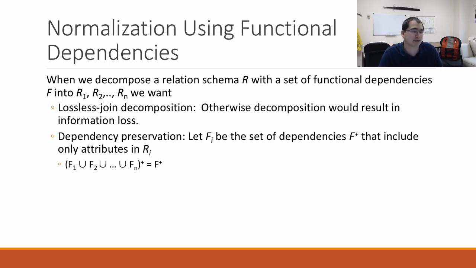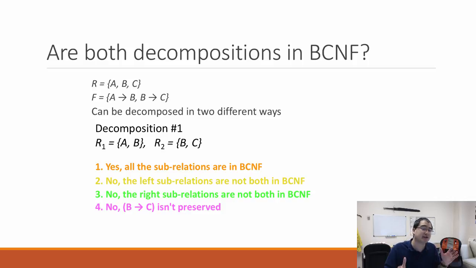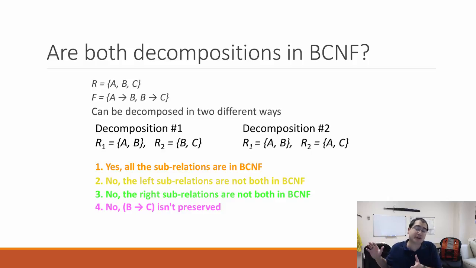All right, so multiple choice question time. What we have here is our original relation R, which is A, B, and C, and we have two functional dependencies. A functionally determines B, B functionally determines C. If we were trying to turn this into a decomposition, there are two possible things we might want to look at. Here we have decomposition number 1, on the left, which is breaking into two subrelations, A and B and B and C. But another decomposition here is A and B and A and C. So the multiple choice question here is, are both of these two different decompositions in Boyce Codd normal form?